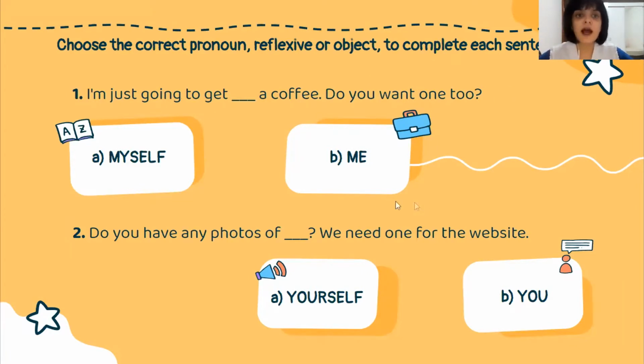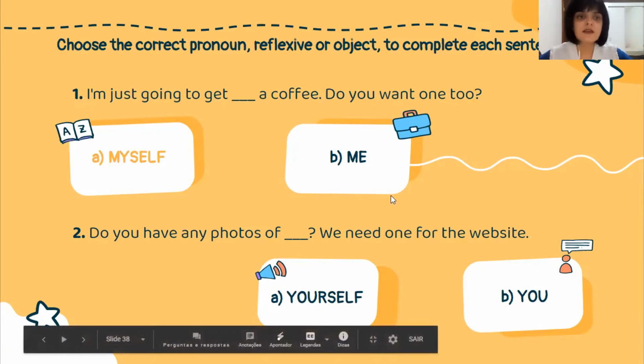So, the first one: I'm going to get a coffee. Do you want one too? Então, aqui vocês têm que escolher entre as palavras myself e me, e ver qual que é a opção mais apropriada para essa frase. Myself, right?